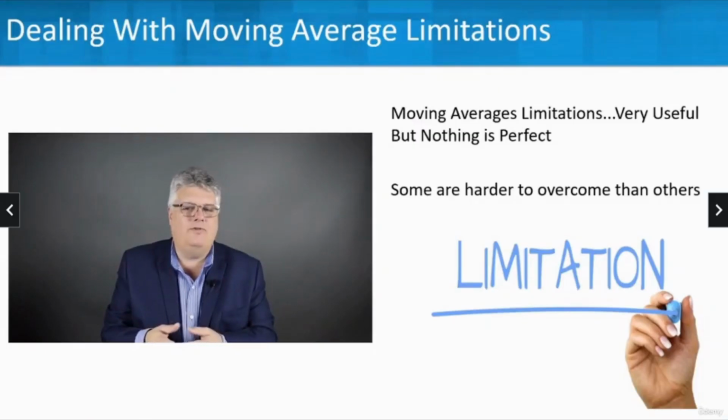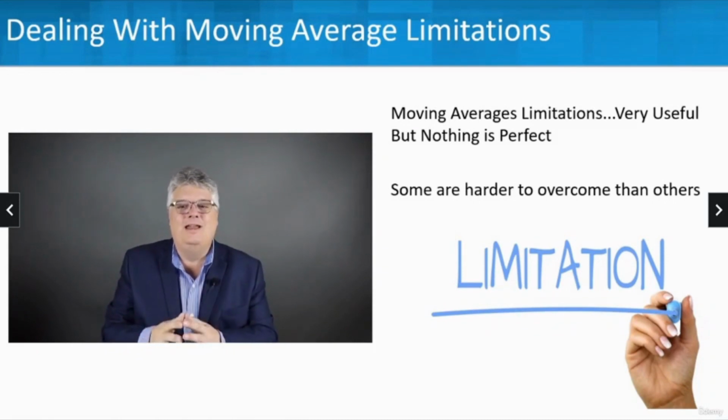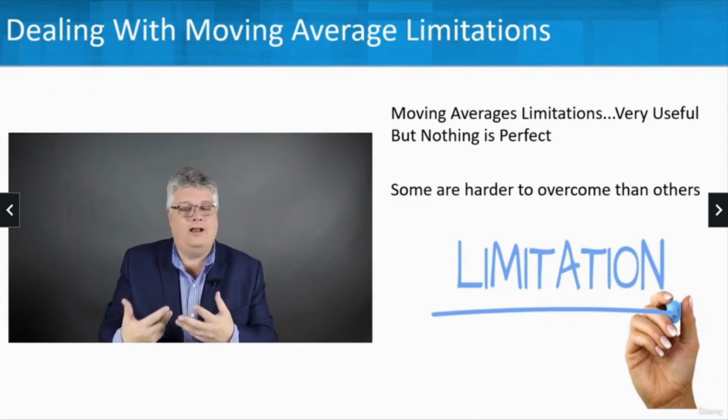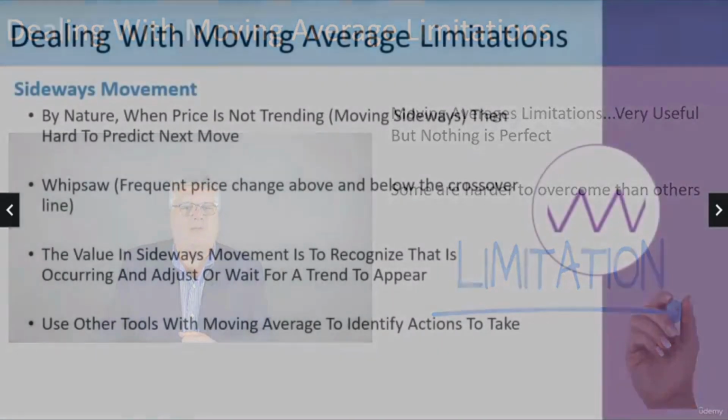Now here's the deal with moving averages. They have limitations. They're very useful, but they're not perfect. Nothing's perfect, right? But they can be used in conjunction with other types of indicators as a really good confirming indicator or working as a pair. And some of these challenges are harder to overcome than others. So let's take a moment to talk about some of the limitations and some of the ways that we can overcome them. We talked a little bit about filters with the simple moving average. Let's talk about some other things we can look at as well.